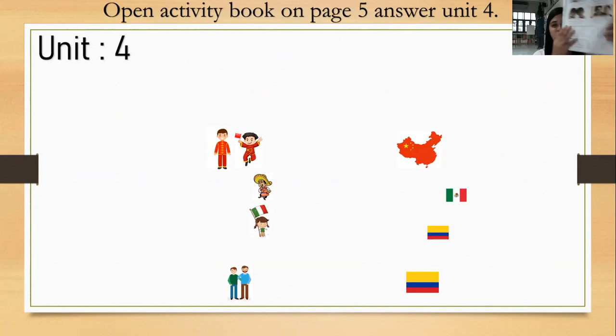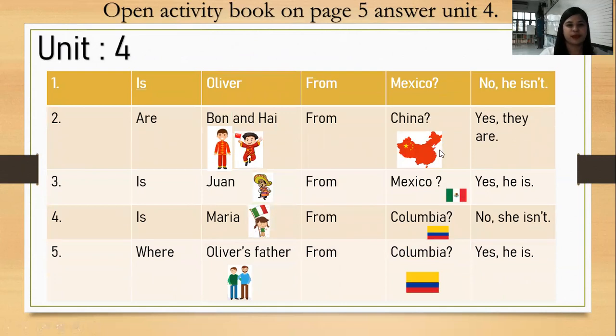Next, Unit 4. Is Oliver from Mexico? No, he isn't. Are Boo and Chai from China? Yes, they are. Is Juan from Mexico? Yes, he is. Is Maria from Colombia? No, she isn't. Is Oliver's father from Colombia? Yes, he is.